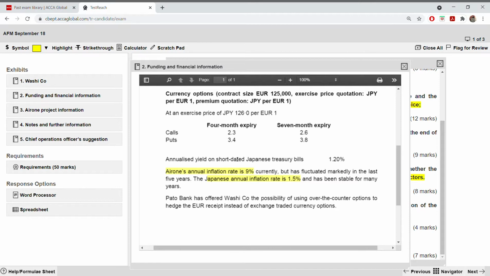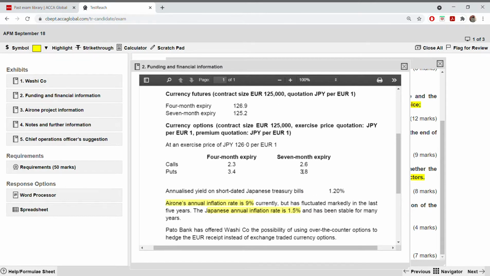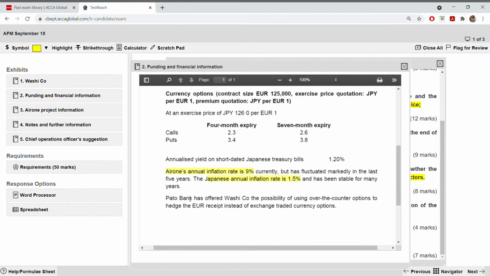If you are not given the spot rate directly, you will be given the inflation rates of two countries. That means you are using the purchasing power parity theory to predict the exchange rates. Why? For the net present value, you have to convert from euro to Japanese yen. That's the reason they have given the two inflation rates. When you are given two inflation rates, you use the purchasing power parity formula. They have also talked about over the counter and exchange traded currency options, which is not needed for this part.